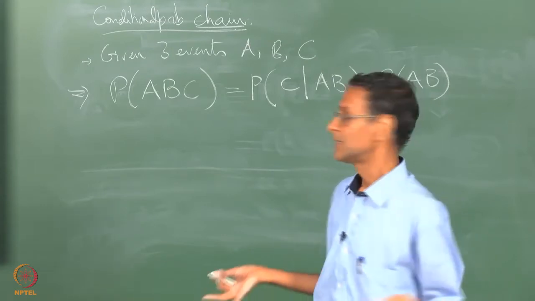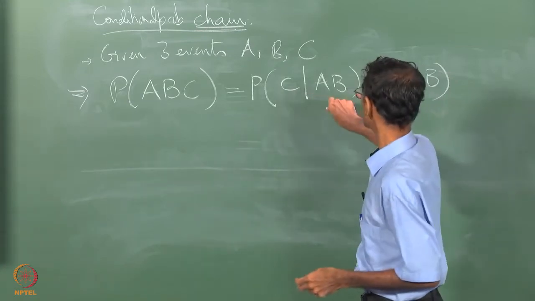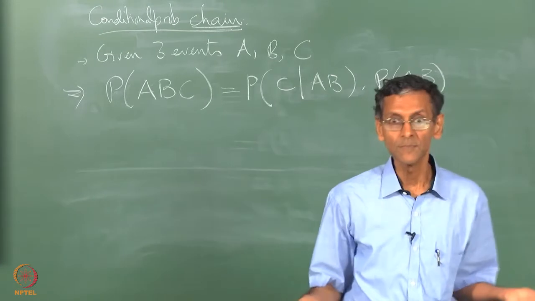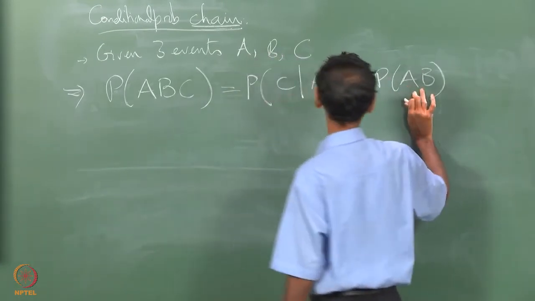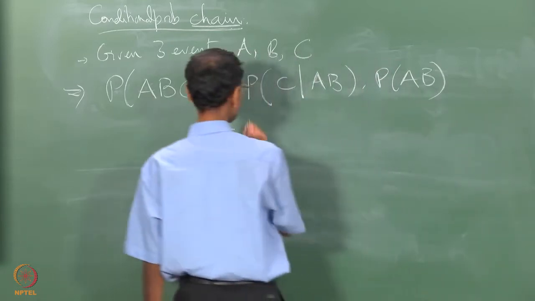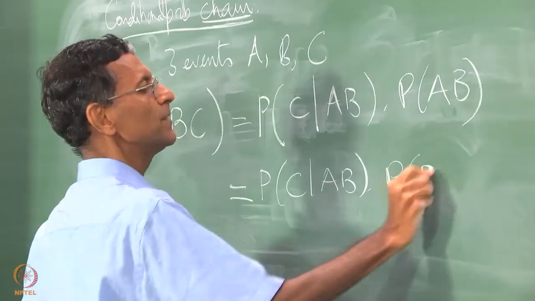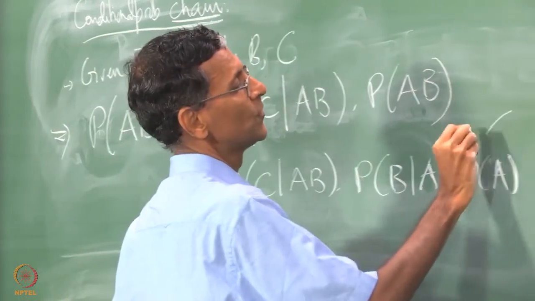It's one way. Of course, you can have many other possibilities here. Why should I only write it this way? I can also write it equally well as A given B C or B given C or whatever. But starting out like this means I have P of AB coming out here. So therefore, this is P of C given AB times P of B given A times P of A. This is one way.